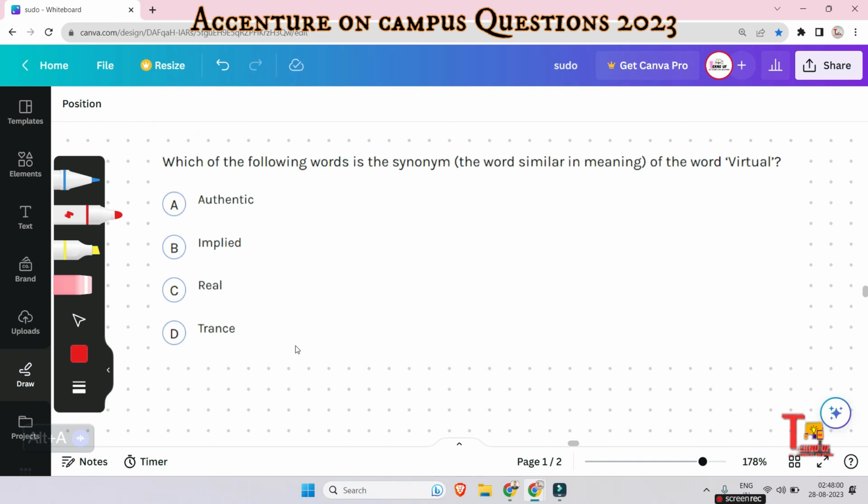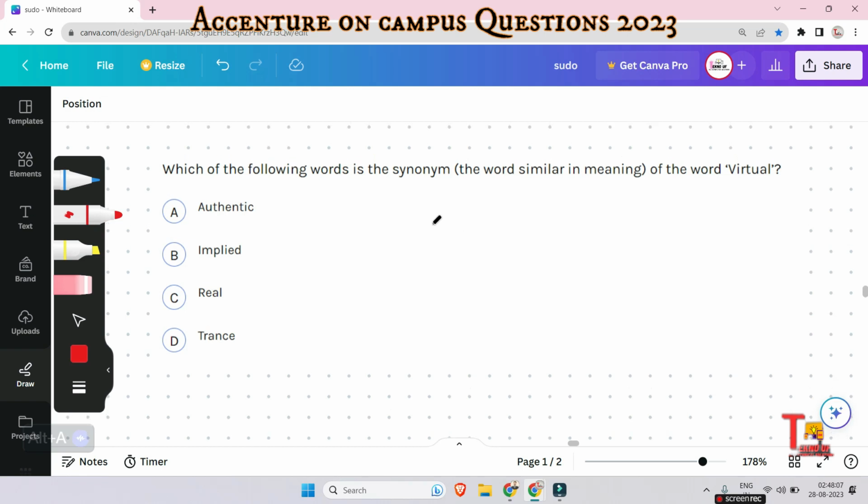And the next question is, which of the following words is the synonym of the word virtual? Actually, I'm not explaining these questions because this is very easy, and seeing the questions, I can answer that, and I hope you can also. The answer in this case will be implied, right?